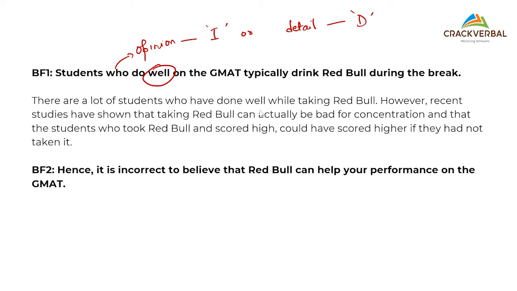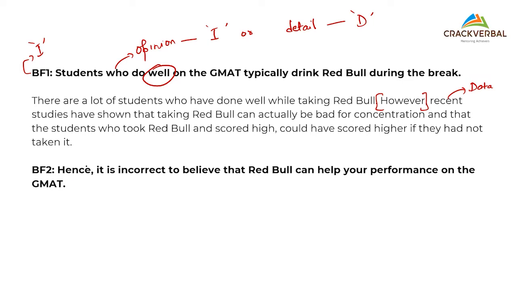There are a lot of students who have done well while taking Red Bull. I am just continuing this, so it's a minor elaboration. However, recent studies have shown, and if I say recent studies have shown, this sentence becomes data. This is a detail that can actually be bad for this: the students who took this and scored high could have scored higher if they had not taken it. Please compare the however sentence and the BF1 sentence. Understand how this becomes data and BF1 is an idea sentence. It is not a detail.